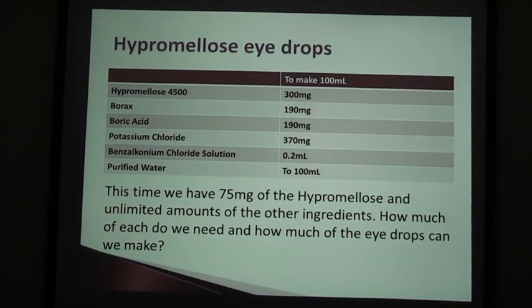Now say for example in the case of the Hypromellose eye drops, we say this time you have 75 milligrams of the Hypromellose and unlimited amounts of everything else. How much do we need, and how much of the eye drops can we make?